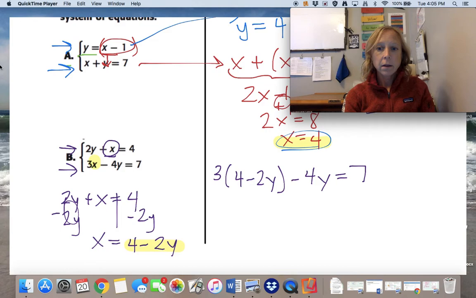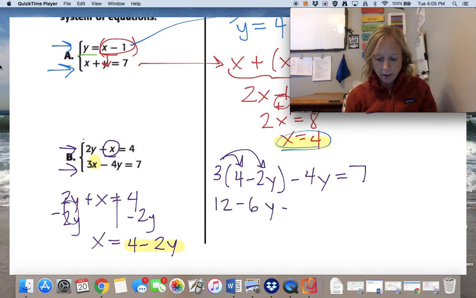Now before I can combine my like terms, I'm going to have to use the distributive property to simplify. 12 minus 6y minus 4y equals 7. Now I can combine my like terms. Notice this is a negative 6y minus a 4y. That would be negative 10y.